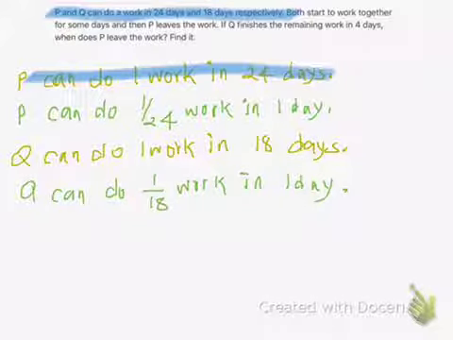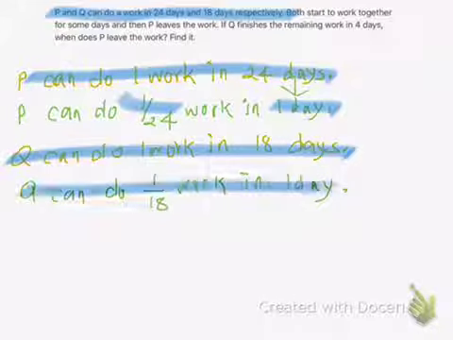P can do one work in 24 days, and I have also found the amount of work P can do in one day. So in one day P can do less work, that is 1 by 24 work in one day. Similarly for Q, I have done the same.